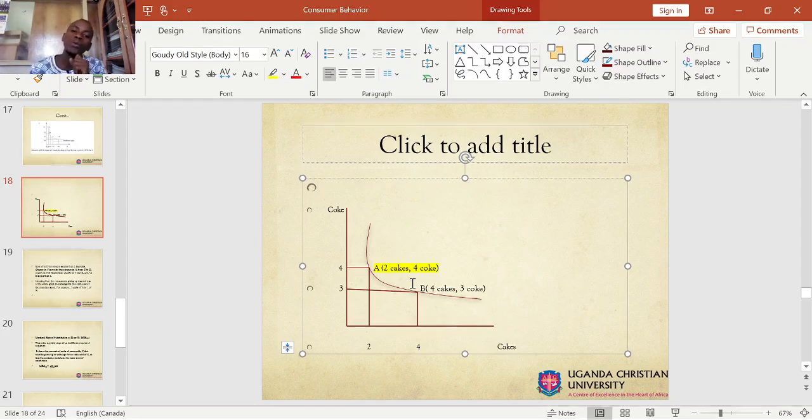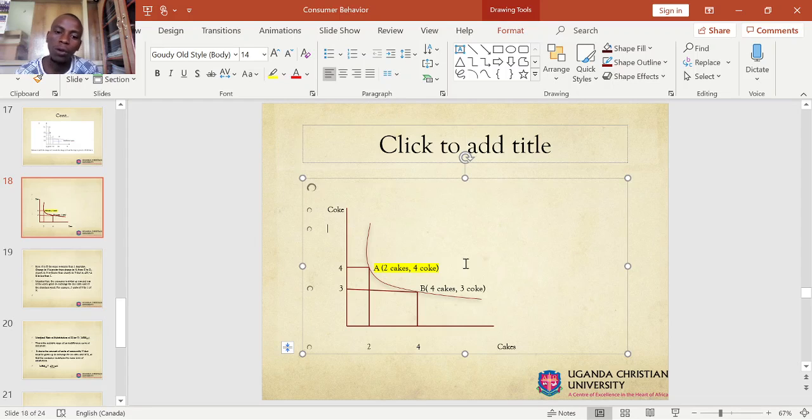So as a consumer, you can now look at these bundles. Recall they both give you the same level of satisfaction, but you may say, I prefer having more cakes, so let me go with option B, which has more cakes and few sodas. But someone may say, no, I prefer more sodas, so I'll take option A, which has more sodas and few cakes. So this is how this approach works. You just rank those bundles and choose the one which you prefer. But recall, each of those bundles gives you the same level of satisfaction.